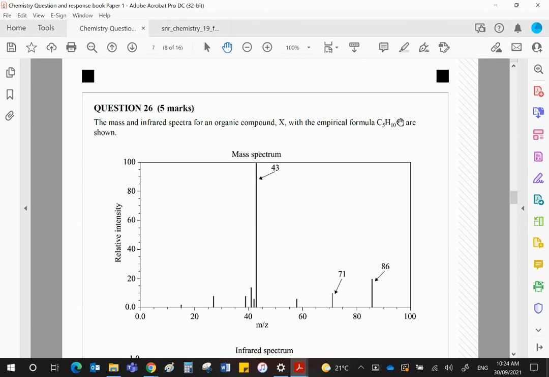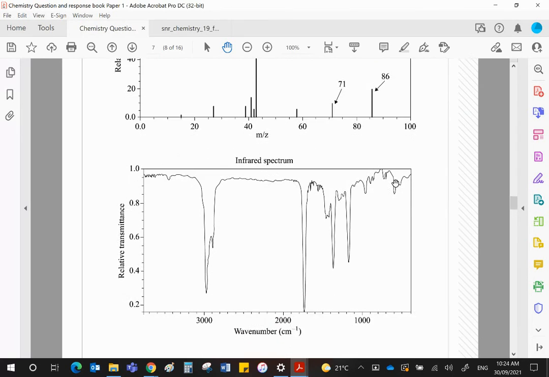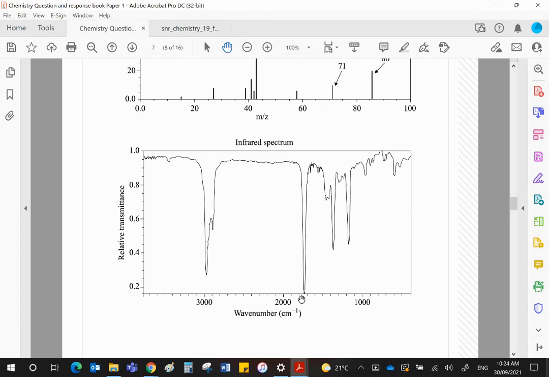Mass and infrared spectra for an organic compound X. So the empirical formula of that, if it's a 1:2 ratio of carbon to hydrogen and a single oxygen, then you are guaranteed it's an aldehyde or a ketone. So this could be pentanal or one of the pentanones. There's the infrared spectrum. There is the C double bond O, the carbonyl group. There is the CH of an aldehyde.